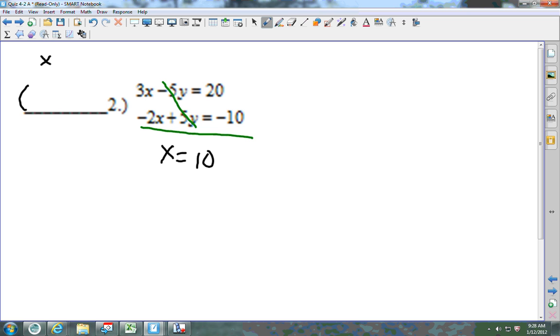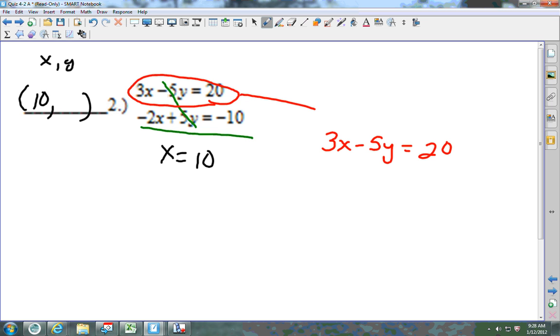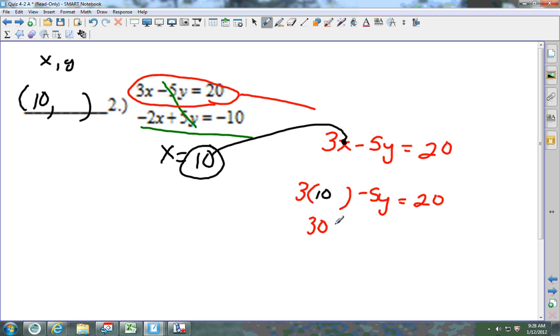Remember, my ordered pairs go x then y. So I have 10, and now I need to find the y. To find the y, choose one of the two equations. It doesn't matter which one. I'll choose this top one just for giggles. I'm going to take the 10 and substitute that in here for x. So I have 3 times 10 minus 5y equals 20. 30, because 3 times 10 is 30, minus 5y is 20.